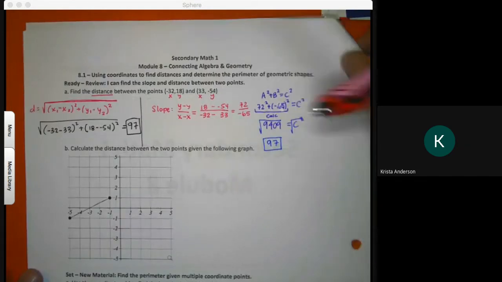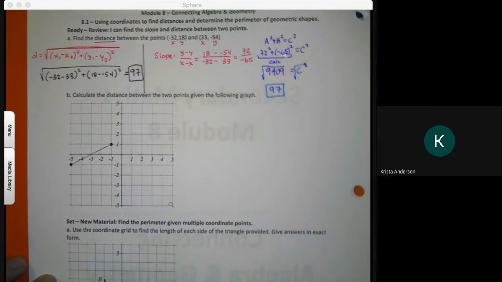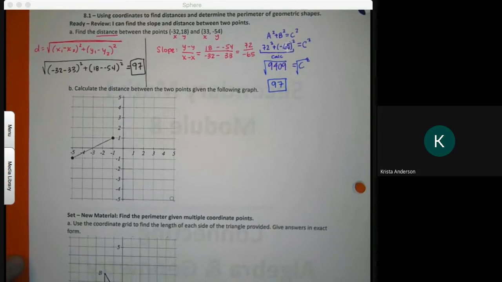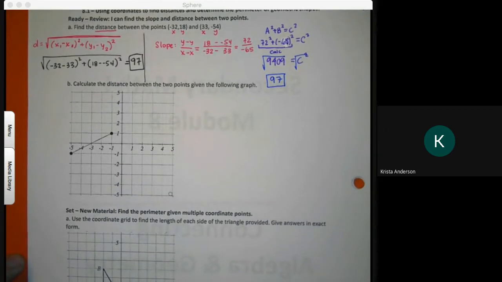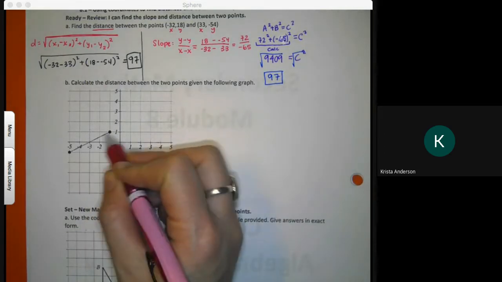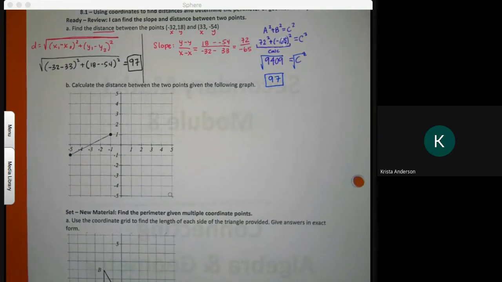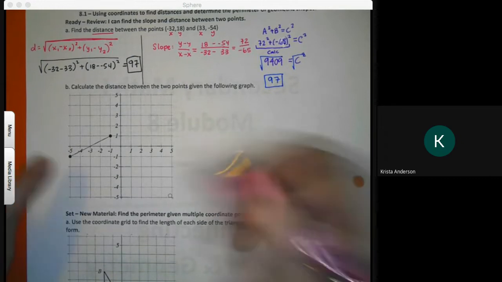B, they did not give you 2 points. They gave you a graph. You also have different choices on this one too. Does someone want to throw an idea out? What do you think? How we could find the distance from my point to this point? You plot out the points and then you do the formula. Oh, okay. So you're saying pull out the points.